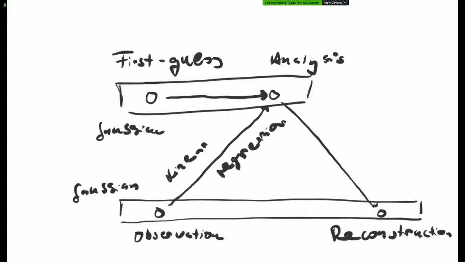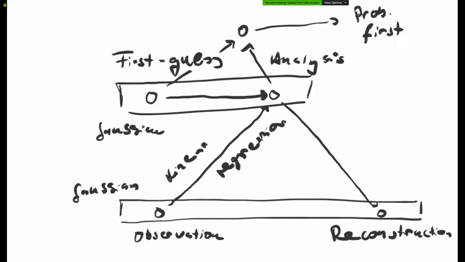And what I'm doing now is that I use an adversarial network. So I use an additional network which tries to discriminate my analysis, which says to me the probability that a sample is either the first guess or the analysis. So the probability that this is the first guess.